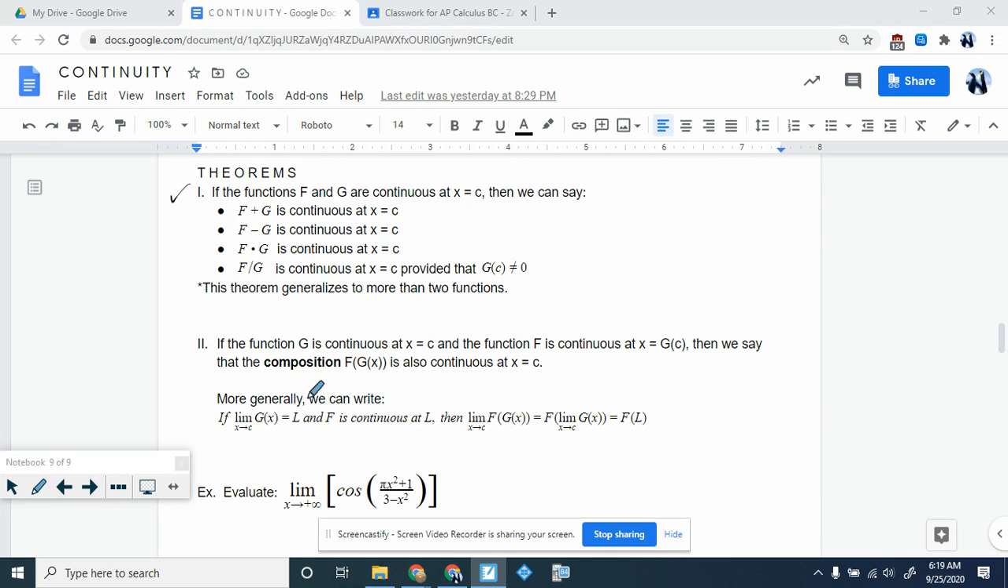All right. So more generally, we actually can write, and I kind of like this, if you know the limit of g of x as x goes to c is some number L, so in other words, it exists and it's L, and you know f happens to be continuous at that number, that's kind of important.